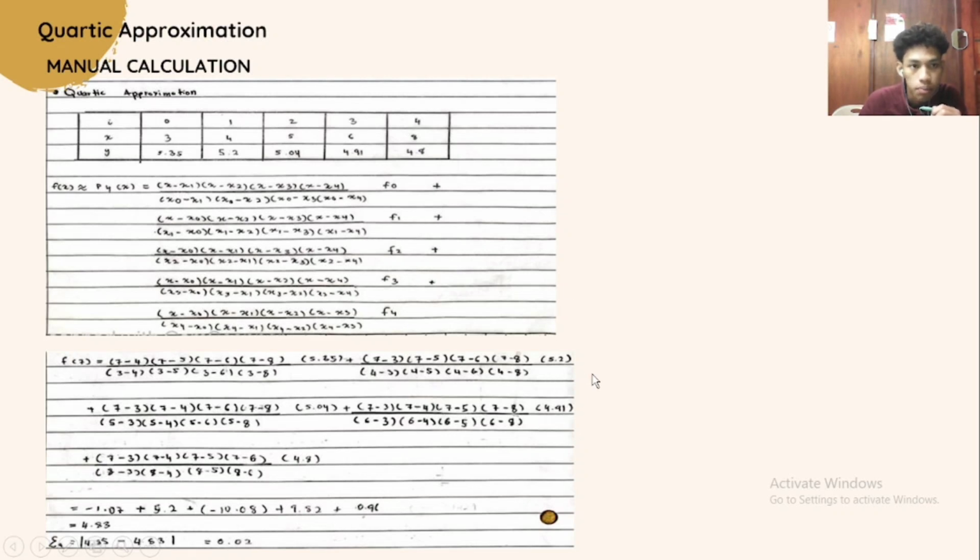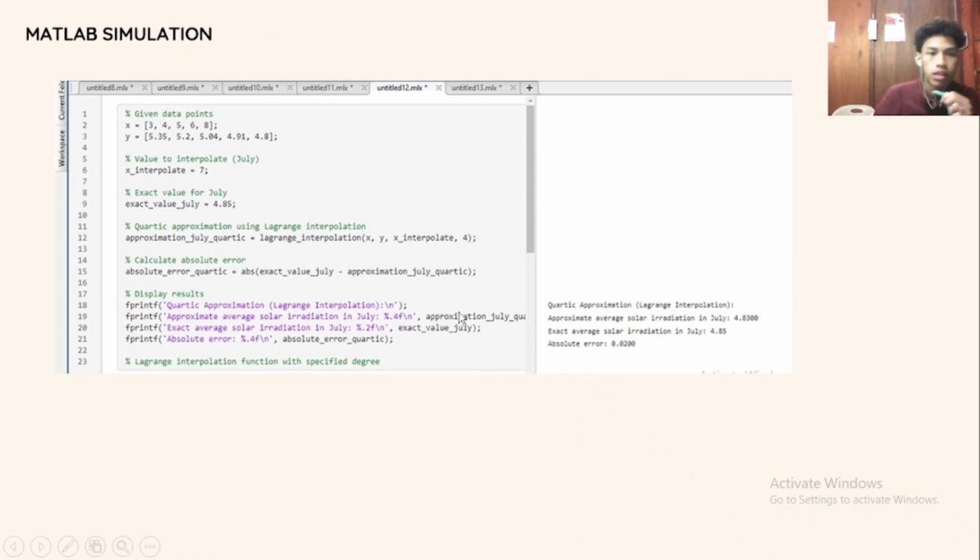So we move to the next, which is the MATLAB calculation, MATLAB simulation. So first thing first, just insert the data, which is March, April, May, June, and August. So for the March is 5.35, for the April is 5.2, for the May is 5.04, and for the June 5.91, and for the August is 4.8. So our interpolate x is 7, same as before, and exact value is 4.85. And then after that we need to find this one, how to get the answer.